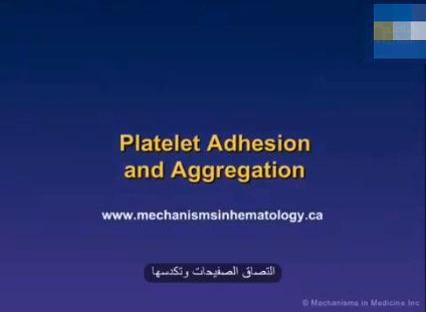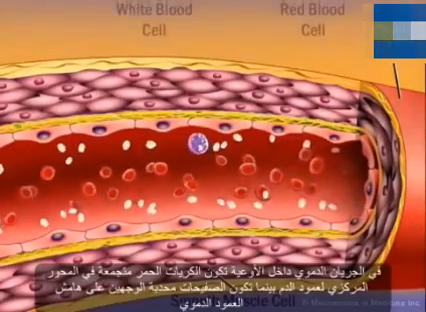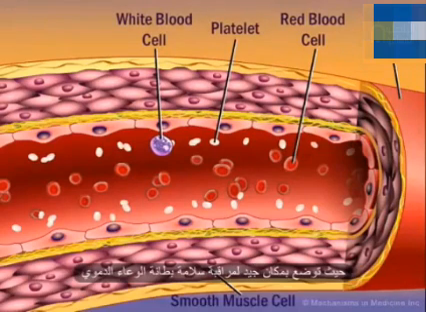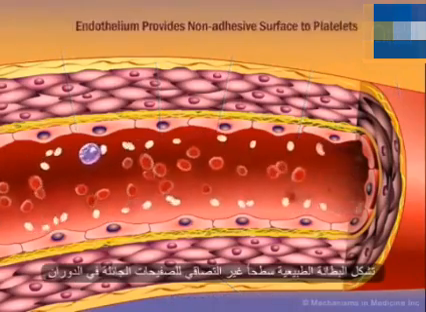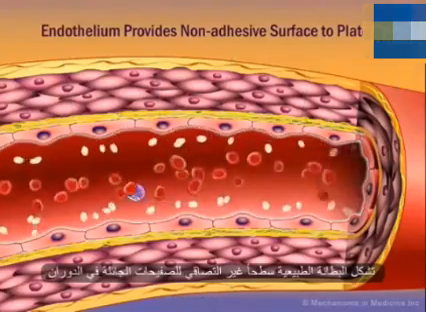Platelet adhesion and aggregation. In flowing blood, red cells predominate in the axial stream, while the biconvex disc-shaped platelets are marginated along the vessel wall, where they are well positioned to monitor the integrity of the endothelium.